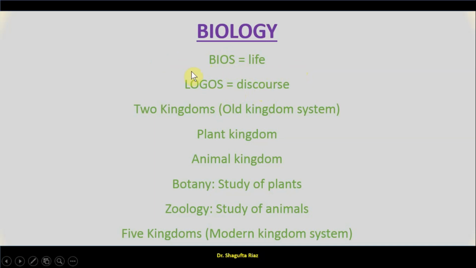And these living organisms were previously classified into two kingdoms. This is the old kingdom system, which includes two kingdoms, the plant kingdom and the animal kingdom. The plants were studied under the subdivision called botany, and animals were studied under the subdivision zoology, right? But the latest research rejected the old kingdom system and proposed the new modern system of classification, that is the five kingdom system.